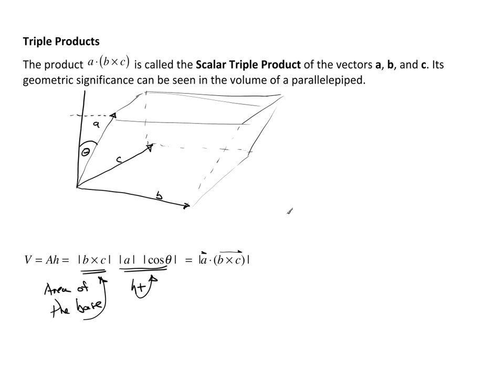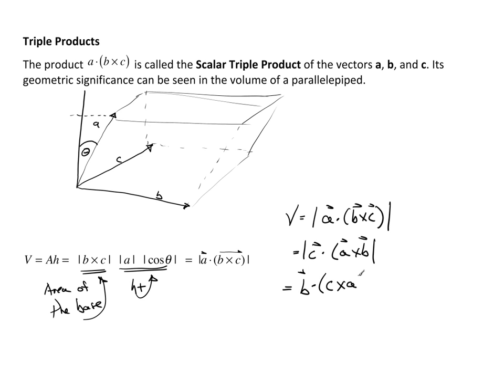Now also notice that I can write this volume a couple different ways. I say volume equals the magnitude of A dot B cross C, which is what we have. But we could also write this as C dot A cross B, where obviously all of these are vectors, which I could also write as B dot what's left, C cross A.